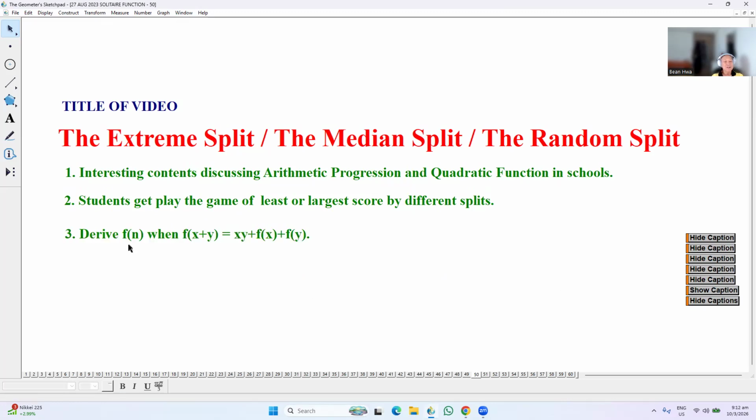Derive the function f of n when f of x plus y equals xy plus f of x plus f of y. And most important, credit must be given to IMONST who created this question as a game. Let us begin.